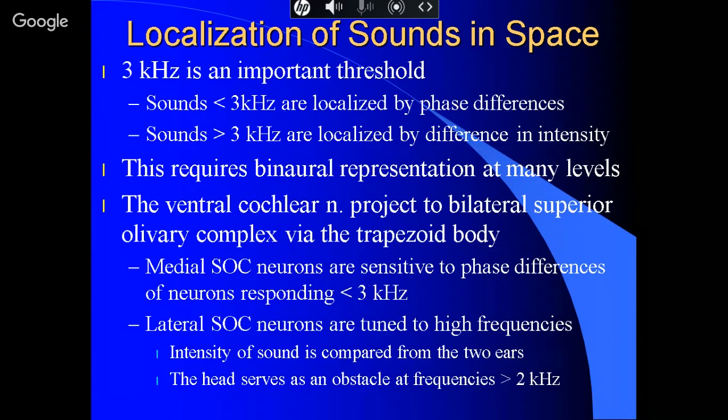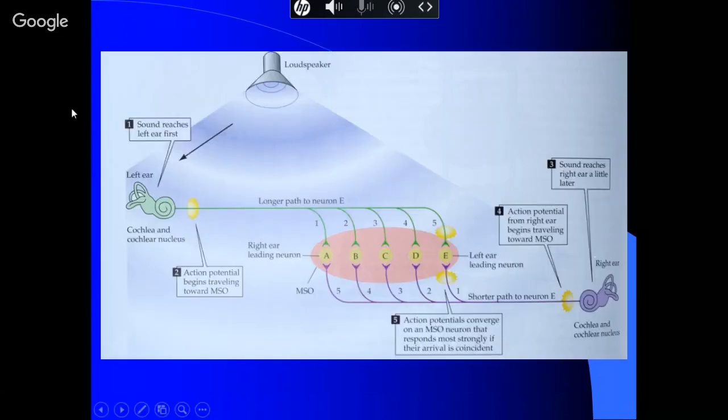So as I said, we're going to do ventral for localization, we're going to do dorsal for identification, but even in the ventral system, we've got two different mechanisms that are localizing, so we have two different sets of neurons. The medial neurons are below 3 kilohertz, the lateral are above 3 kilohertz. The brain's no fool, okay? It makes use of the information coming in.